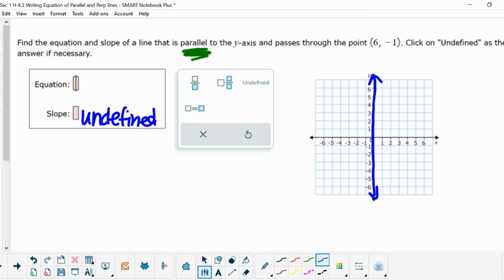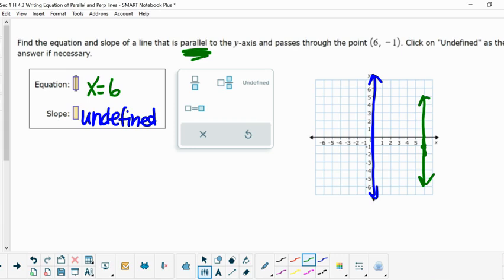I should have looked at them more carefully. I just grabbed them and copied them. But that's just a coincidence. They're not all going to be undefined, so be careful with that. But vertical, we're parallel. We're going to go through 6, -1. So if I come over here to 6, -1, and I've got to be parallel to the y-axis, I'm vertical. So what's the equation going to look like? X or y? X equals what? 6. X equals 6.